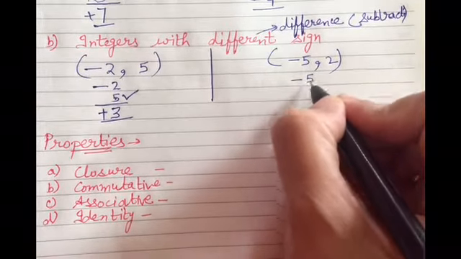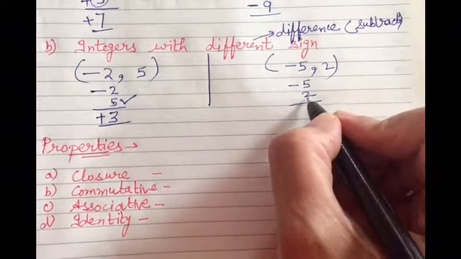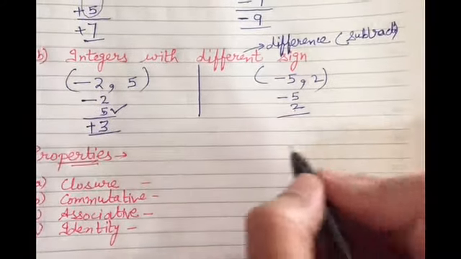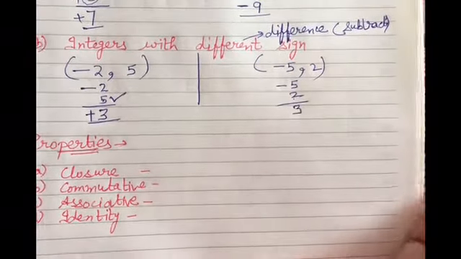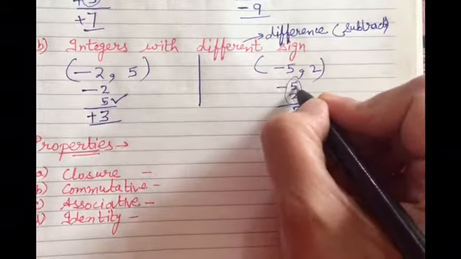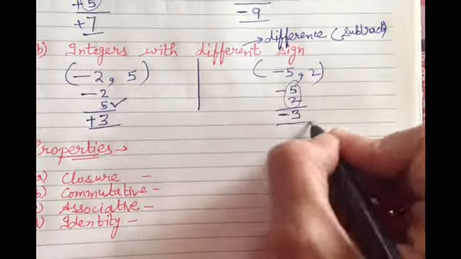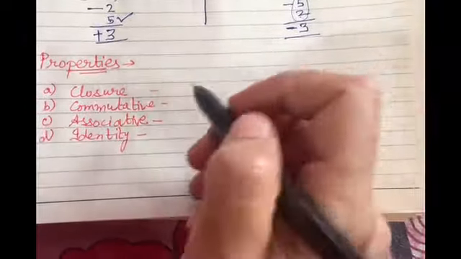In this -5 and 2, their signs are different. 5 is negative and 2 is positive. So their signs are different. So what we will do? We will subtract them. This is 3. Now which one is bigger number? 5 and 2, 5. So the answer will be negative only. Right?